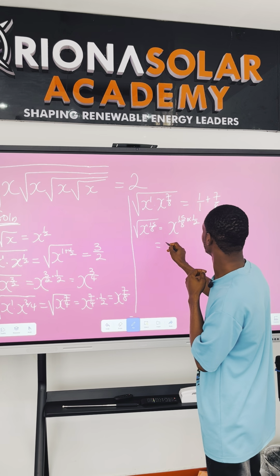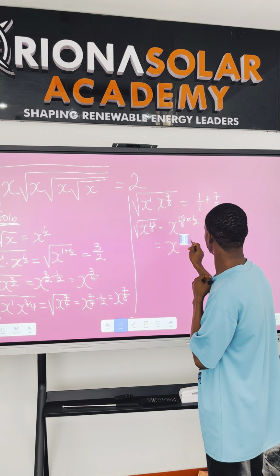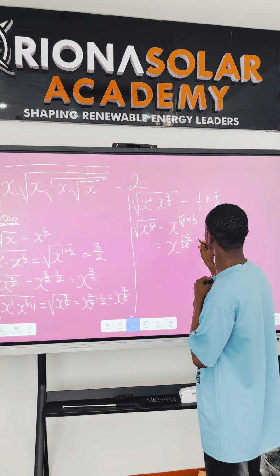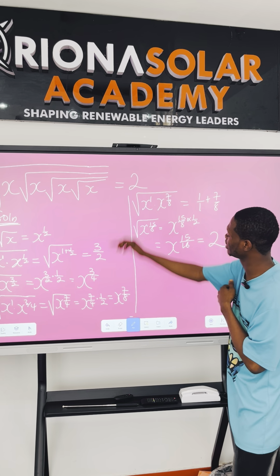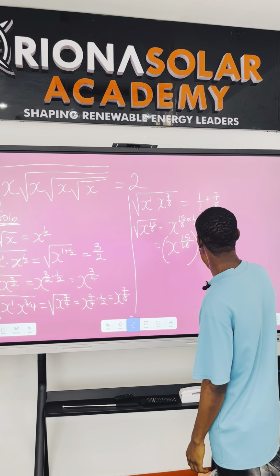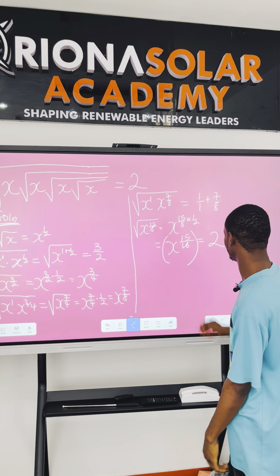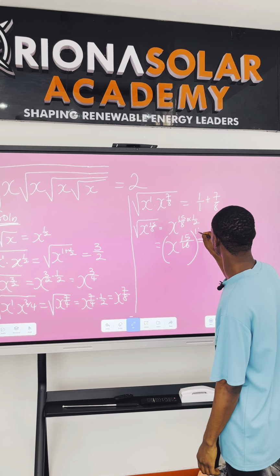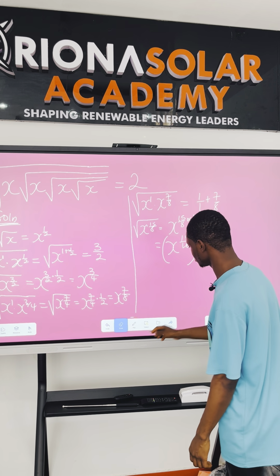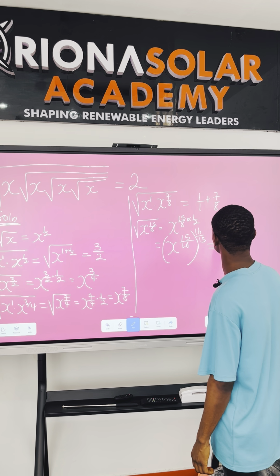So it will now be x to the power of 15 over 16, which is equal to 2. Remember this 2 now. So what are we going to do? I'm going to multiply this power by the reciprocal so that we make x the subject of the formula. The reciprocal of 15 over 16 is 16 over 15.